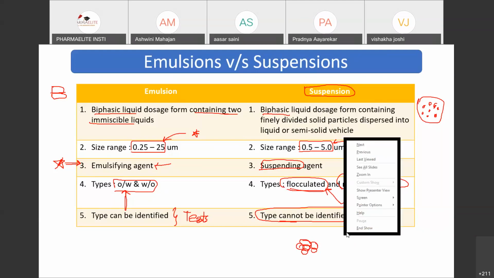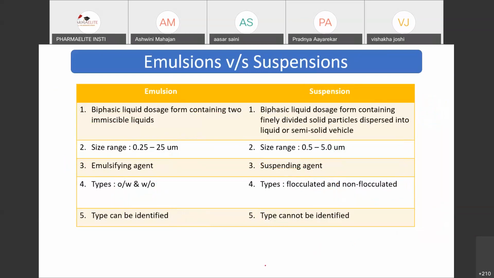You remember there is one statement which says shake well before use, as a part of your directions for using. That statement is used for your emulsions as well as for suspensions. Don't forget this. This has been a question one time.